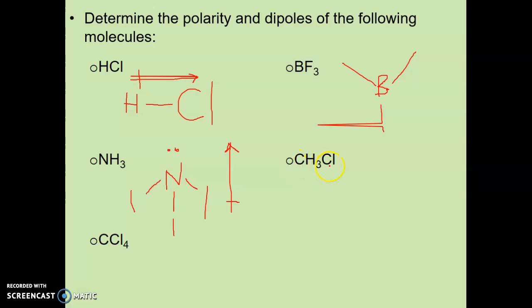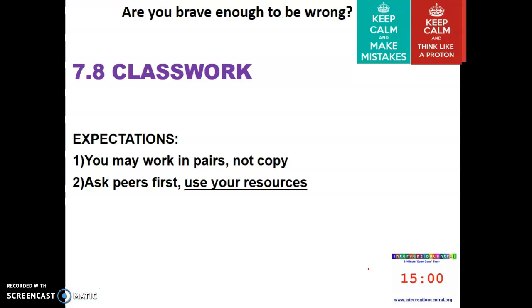And then CH3Cl, you're going to have H, H, H, and then you're going to have a Cl, and here's my Cl. Sorry, guys, this is terrible. And Cl is the most electronegative. Okay, so it's going to point up towards that Cl. Sorry, guys, for the animation. That was terrible.